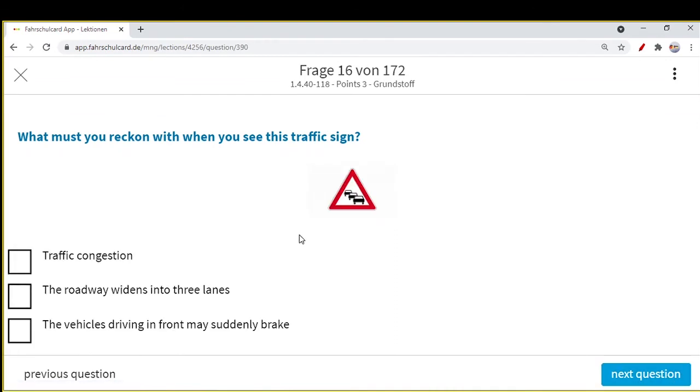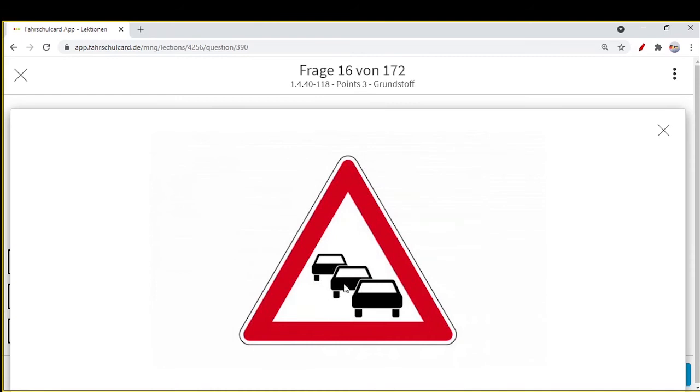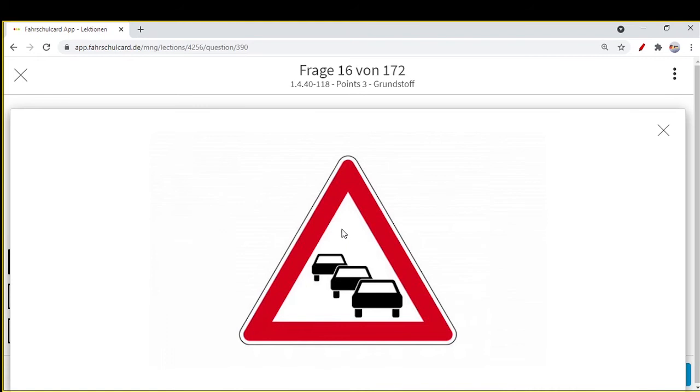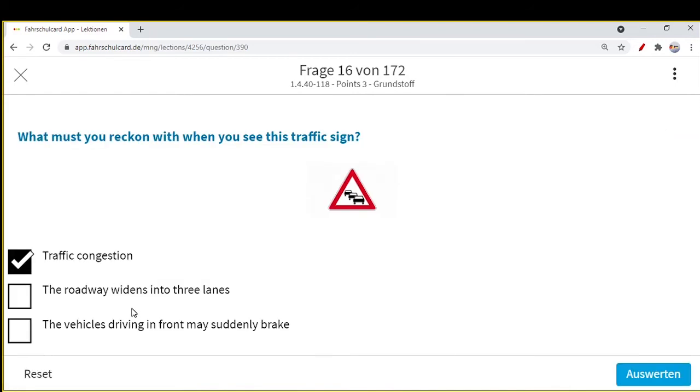Our next question is, what must you reckon with when you see this traffic sign? So if you see this traffic sign, there could be a traffic congestion or a traffic jam. Traffic congestion is the right option. The roadway widens into 3 lanes. No, if the roadway widens, there is a danger, red triangle, and there is no indication that the road is going to widen into 3 lanes. This option is not correct. This traffic sign, this danger red triangle, and these cars, they are showing that there is some Stau, or traffic jam or congestion in traffic, but road widens is not the correct option.